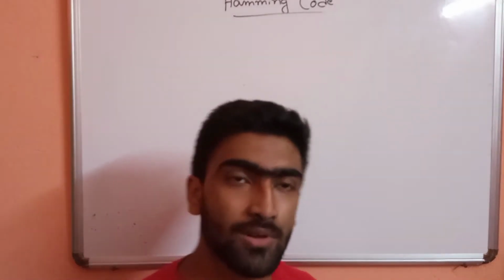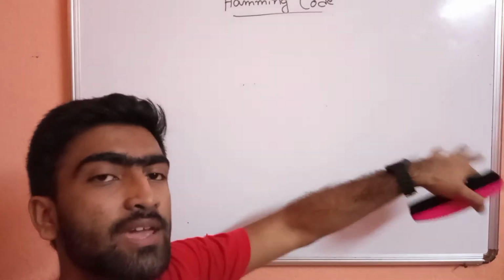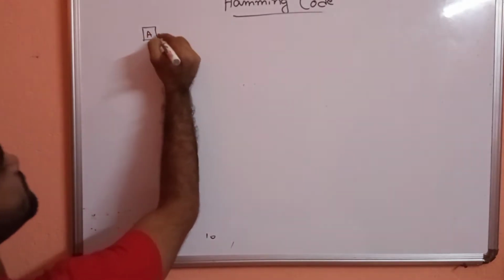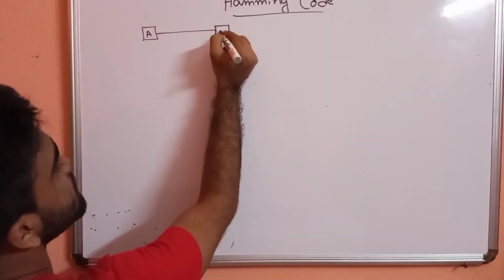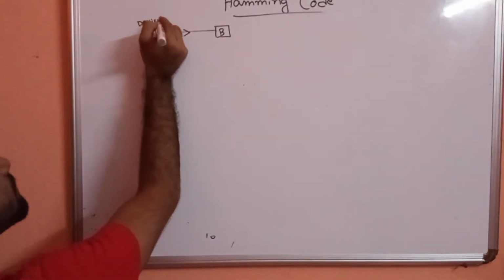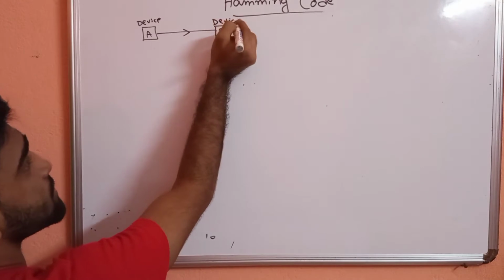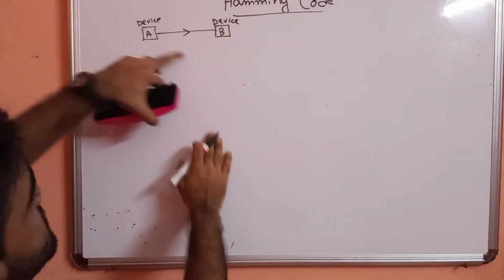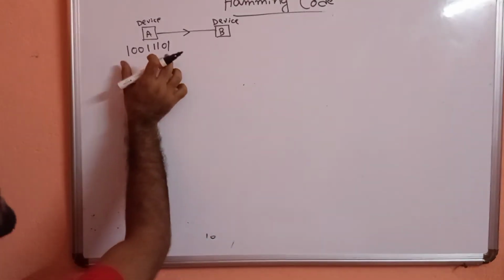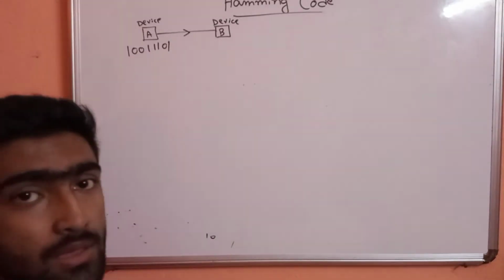What is Hamming code? Hamming code is a single bit error detecting code. Let us consider a device A transferring data to a device B. Okay, this is device A and device B. Suppose A is transferring data 1 0 0 1 1 1 0 1. Suppose this is the data transferred by A to B.